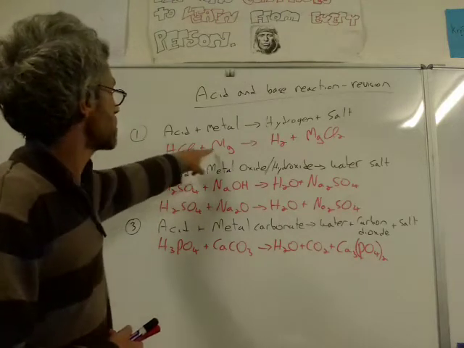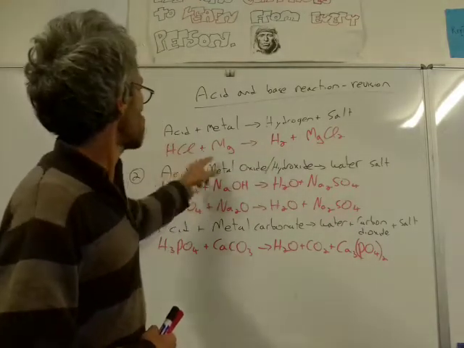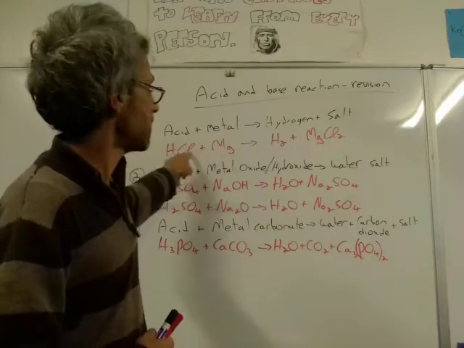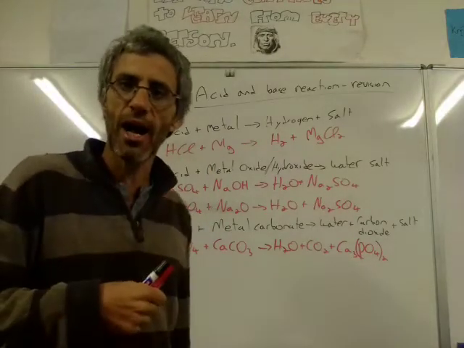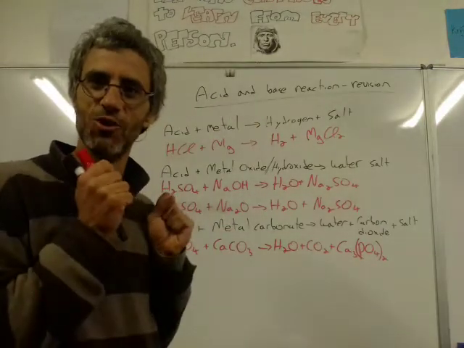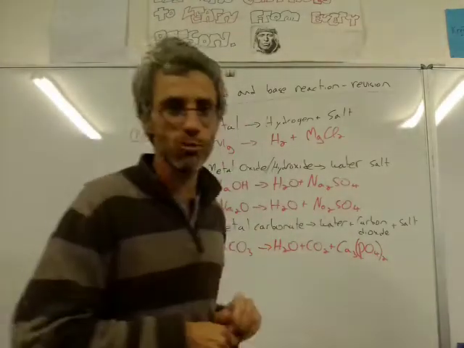So hydrochloric acid plus magnesium, we got the hydrogen, the H2, and the salt was made out of the magnesium and the chlorine. So the metal and the chlorine, the non-metal, always hide within the acid. That's for all 3 cases. The non-metal is always within the acid, magnesium chloride.